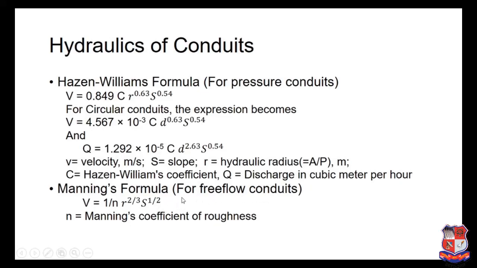And for free flow conduits, we are using Manning's formula, which states V is equal to 1 by N into R raised to 2 by 3 into S raised to 1 by 2. And N is Manning's coefficient of roughness.